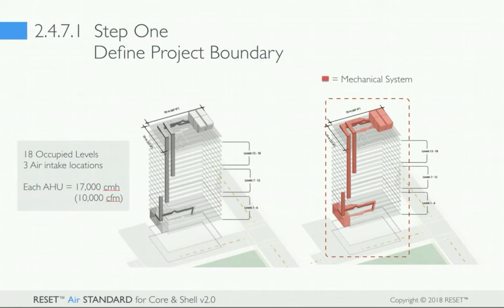In this particular scenario, I've got 18 occupied levels with 3 air intake locations. And you can see the image on the left is the bare bones, and on the right, I'm trying to indicate what my HVAC system is that dictates what would be my HVAC boundary. So again, the brick and mortar of the building does not really matter, but rather I'm trying to highlight what is my mechanical system within my project boundary.